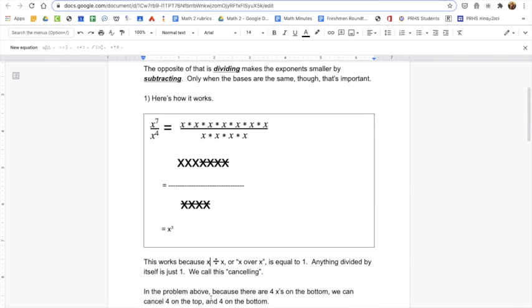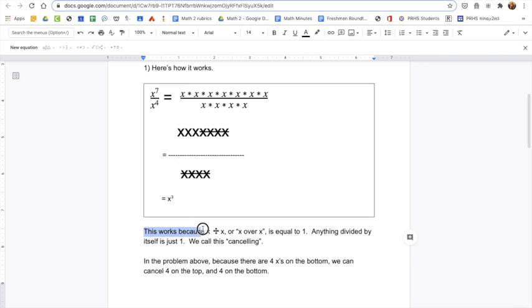And again, I want to reiterate that this works because x divided by x, or when we write it, sometimes it's x over x, that's equal to 1. We call this canceling. So what we did here is we canceled the same number of x's from both the top and the bottom, and the answer is what we were left with after we did that.